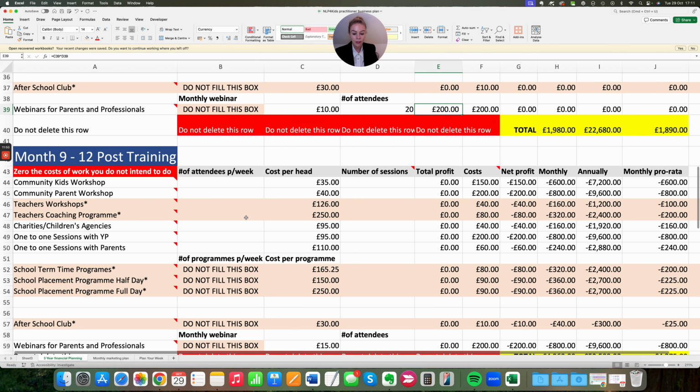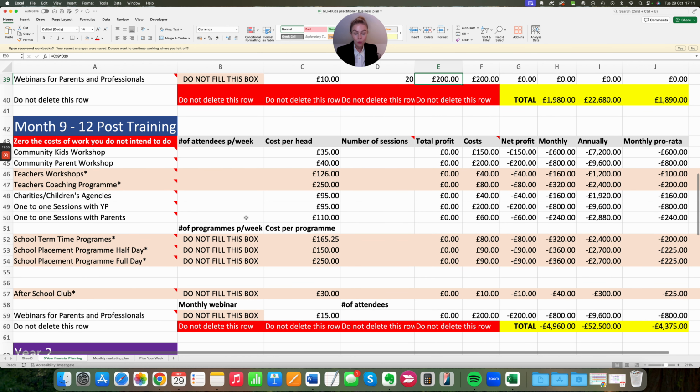So let's have a look at how this can look when we're doing something a little bit more go-getty with it. So let's say that you're going to start running some workshops for children in the local community. I don't want to overwhelm you, so I'm going to say that you've got 8 attendees coming along. They're going to come for 1 session a week. That's already looking like it's in profit. It's worthwhile keeping an eye on this as you fill it in, because sometimes you might notice that there's an area of work where if you don't get enough attendees coming along, it's going to make a loss.